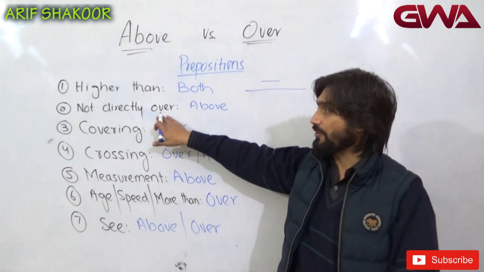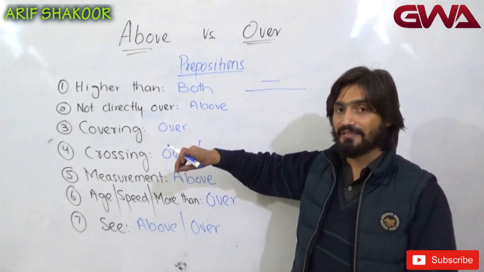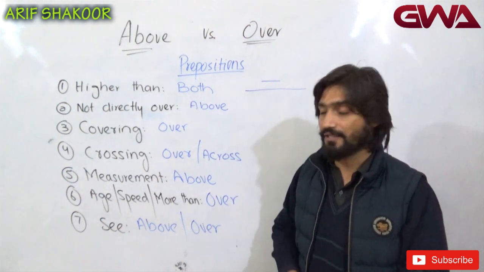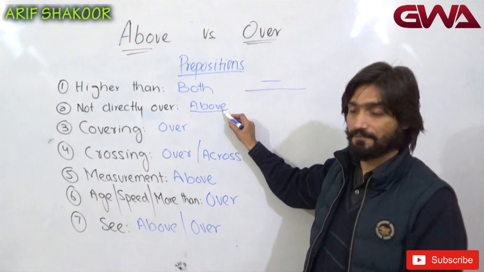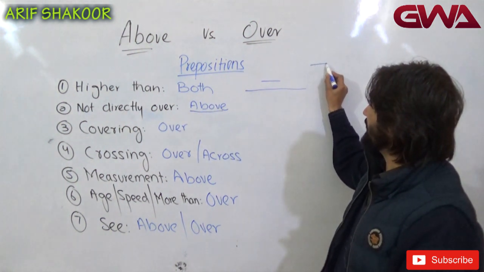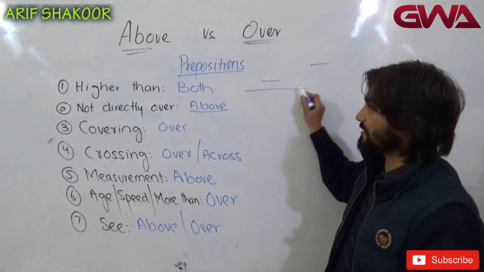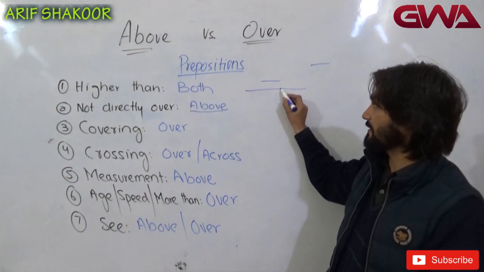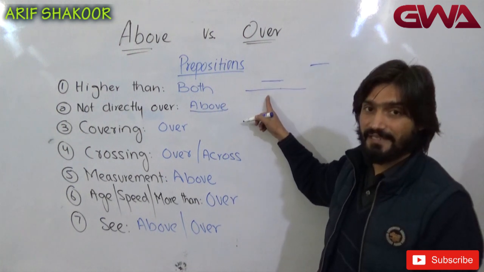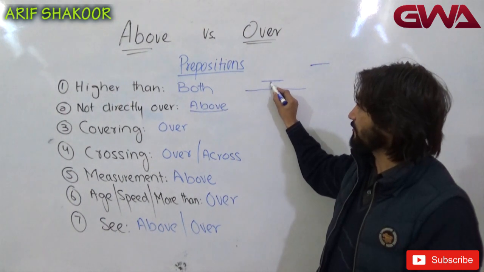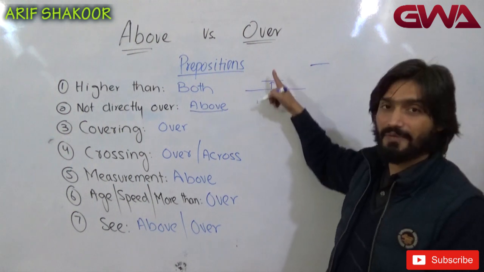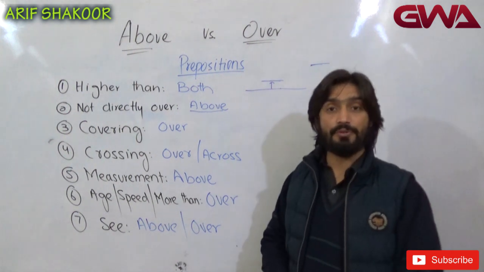Number 2, when you mean that something is not directly over another thing, but higher than another thing, you should use above. Now, what we mean by this is that something might be here. In this case, it is also higher than this thing, but it's not directly over this thing. When something is directly over something else, we should use over, and if something is not directly over something else, we should use above.